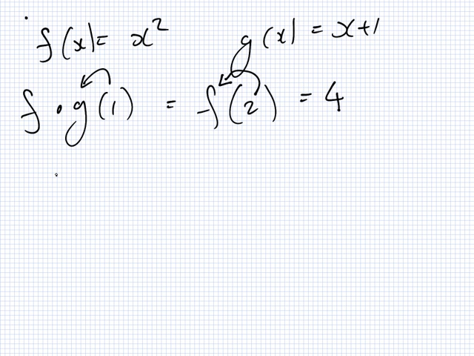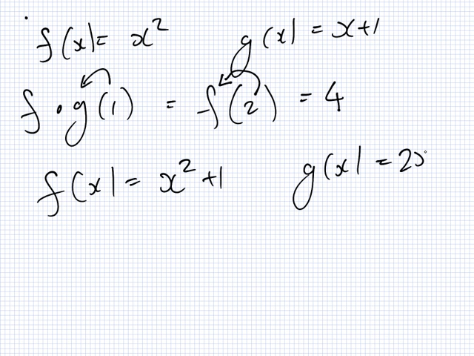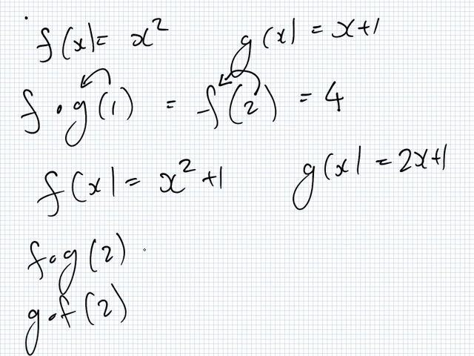Okay, so here's another one. This is one for you to try. Let's say f of x is x squared plus 1, and g of x is 2x plus 1. And I want f of g of 2, and then g of f of 2. Now don't say it, just write it down.